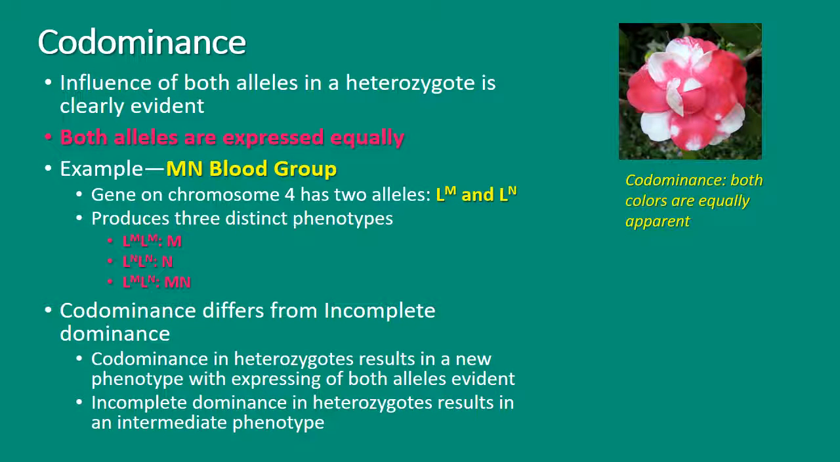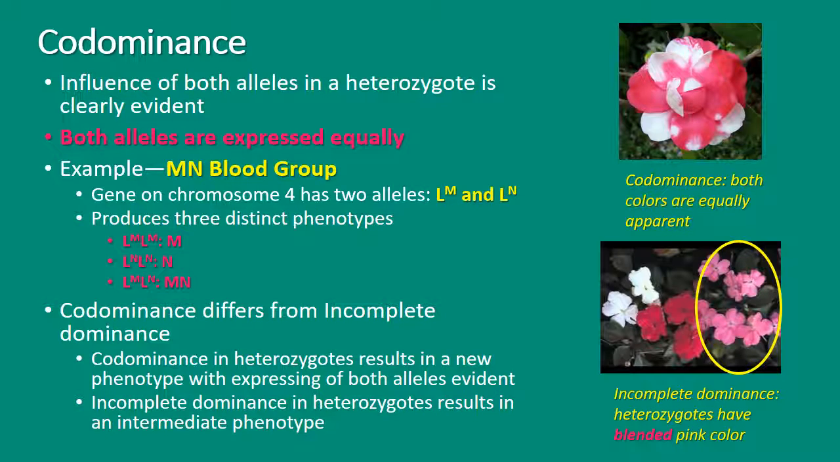So if we go back to our incomplete dominance example with the pink flowers, with codominance you see both colors equally apparent. So like in this flower you can see there's white and red, but it's not pink. It's just some portions are red and some portions are white. Both of the colors are equally apparent. With the incomplete dominance, you have a blend of the 2 colors to make a pink flower. So that's the big difference between codominance versus incomplete dominance.